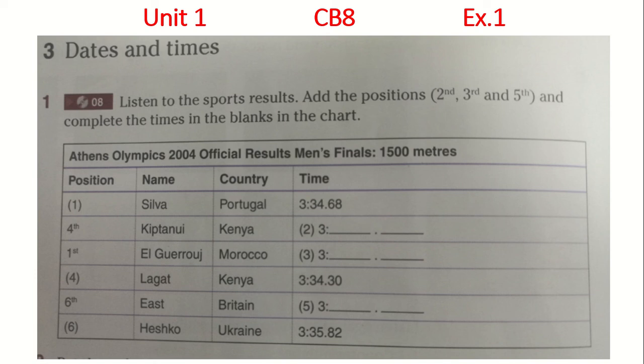Okay, that's good. Now let's check the answers together. Okay, so Silva is in the third place, and this is his time. Okay, Kiptanui is fourth place, and his time is 3 minutes 35 seconds, 0.61. Then El Garouj, his time is 3 minutes 34.18 seconds. Thank you. And Lagat is in the second place, and this is his time.